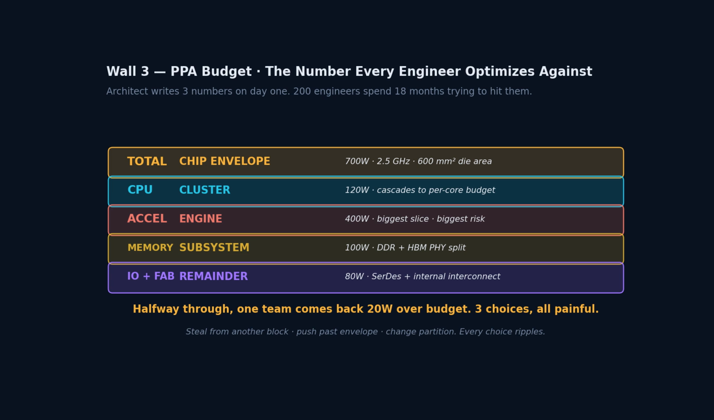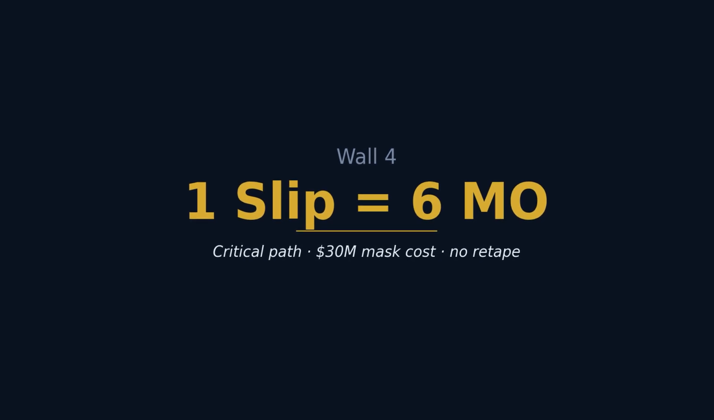The PPA budget is the most cascading decision on the spreadsheet. Every change in one cell ripples through 20 others. Wall 4. Schedule. 18 months from architecture freeze to first silicon. Pick the wrong critical path and you ship in 24.